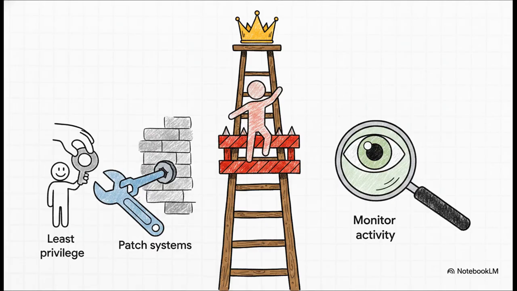To stop these internal shapeshifters from elevating their access, organizations absolutely must adhere to the principle of least privilege. This just means users only get the exact permissions they need to do their job and nothing more. Full stop. On top of that, continuously patching systems to remove vulnerabilities and aggressively monitoring user activities for any strange behavior, those are critical components of your defense.